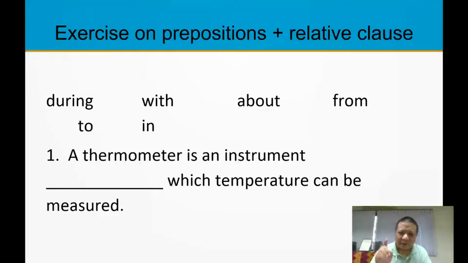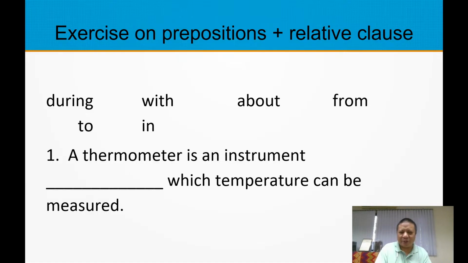Key to finding the right preposition is the verb. Which particle should you put with the word measure? Measure with. Okay? So temperature can be measured with a thermometer. Of course, you can use the word "using," but that's not a preposition.